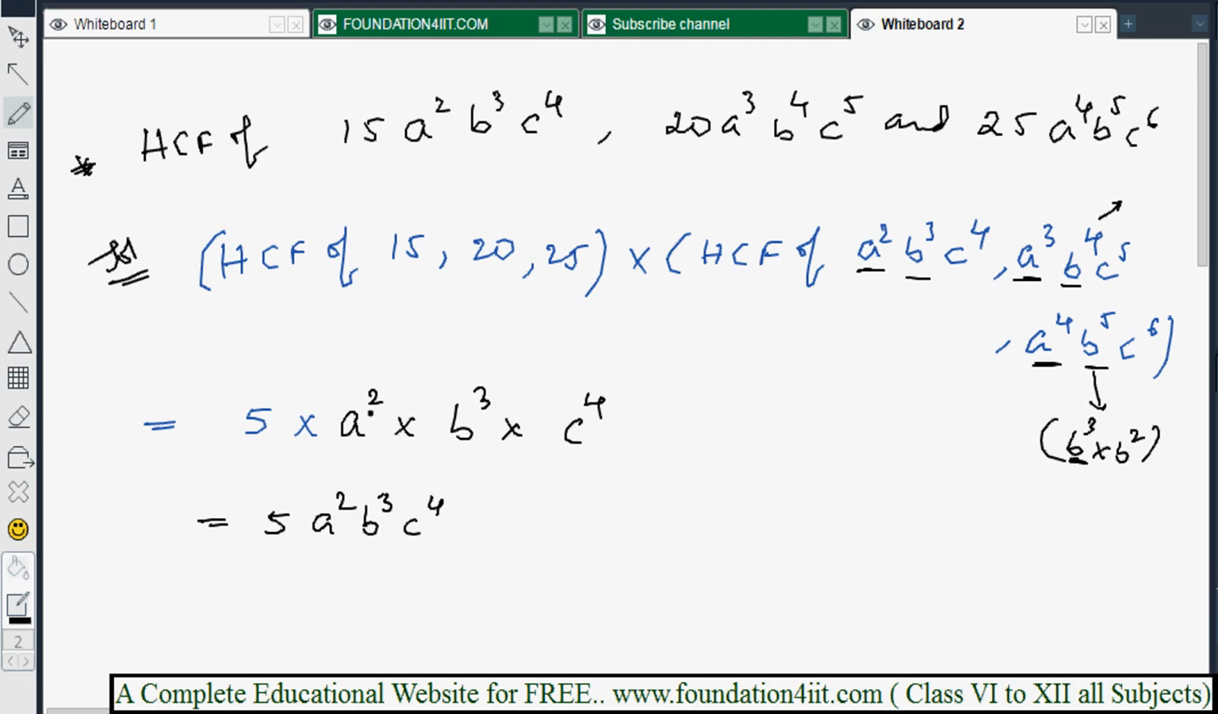There's only HCF. This way you can find the HCF of monomials. If you know these concepts for finding HCF perfectly, it's really helpful for factorizing expressions by taking out a common factor. Next, I'll explain how to do factorization.